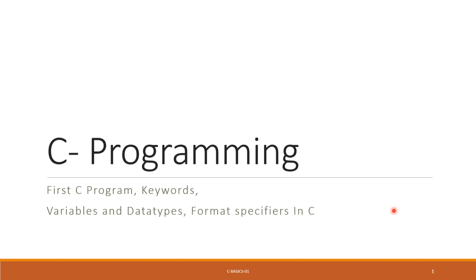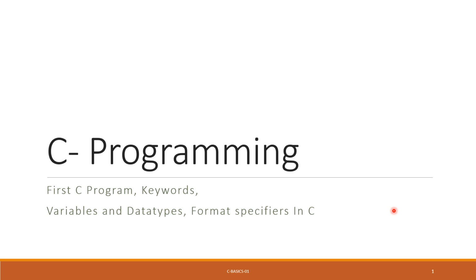Dear students, in this series of presentations, I would like to give a little bit of an idea on C programming. This is useful for beginners. In this presentation, we will see the first C program, different keywords that we usually use in programs, the meaning of variables, what is a data type, what are the different data types supported in C, and what is the purpose of format specifiers.